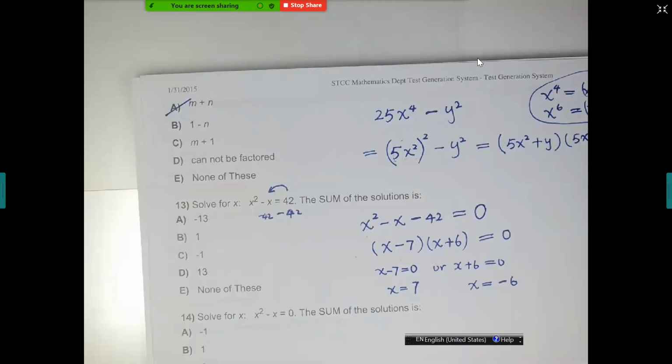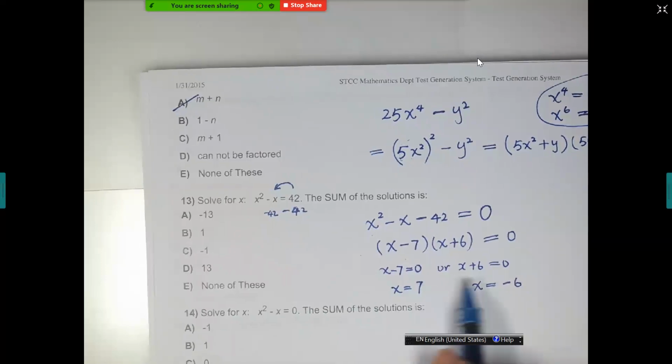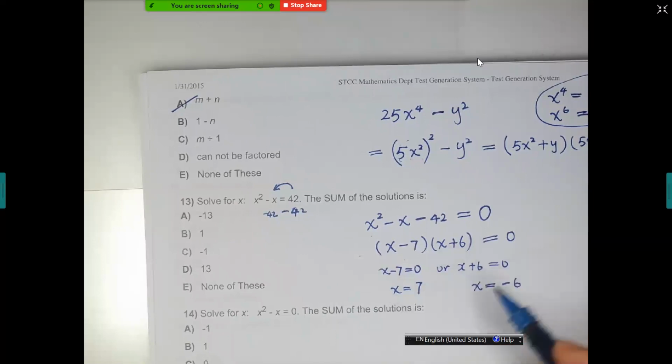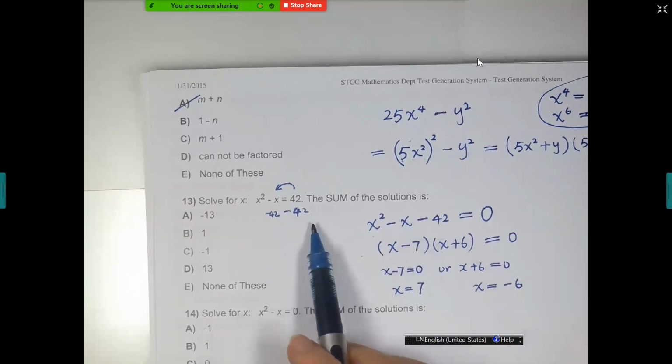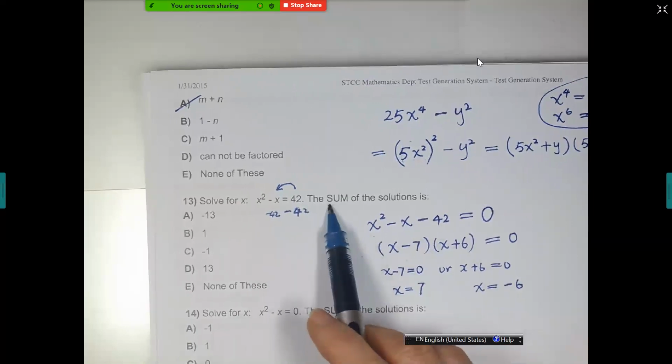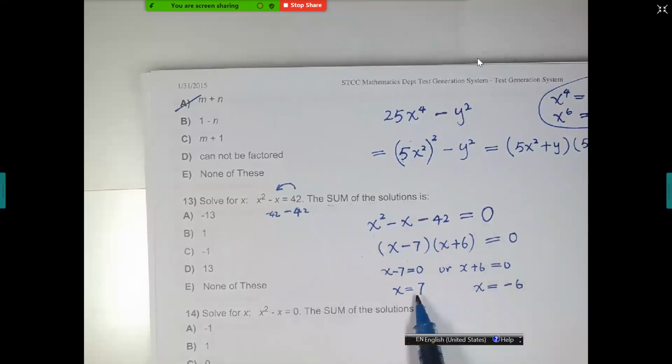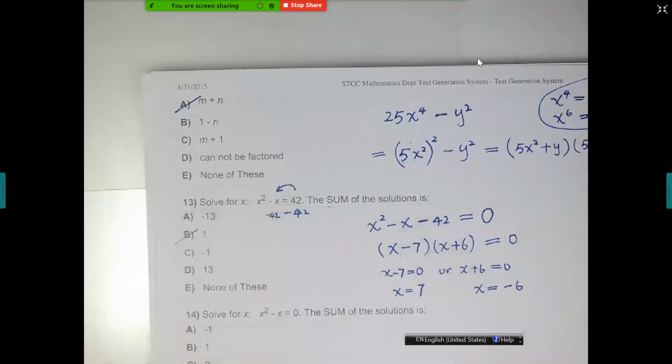Okay, sorry. Going back here. So those are the two solutions. On the test, you just plug those two numbers into the space and you're all set. On the practice test, they ask for the sum of the solutions, which means we have to add the two numbers. 7 plus negative 6, what do we have? Positive 1. So B is the right answer.